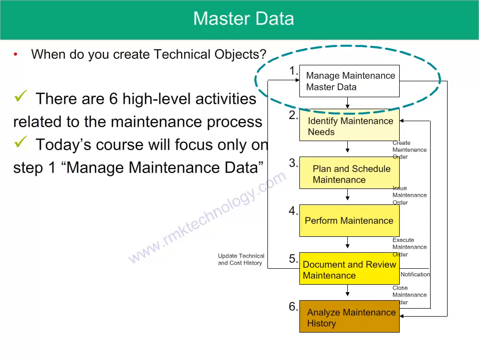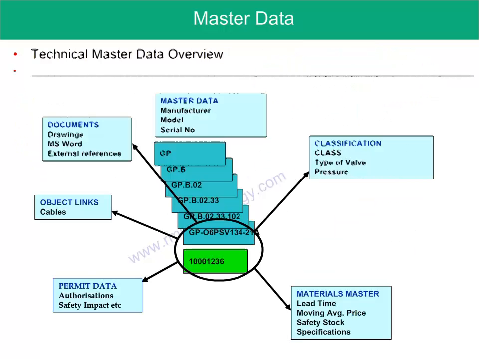This slide shows the processes where typically master data is created. In SAP plant maintenance, there are mainly 6 major processes: manage maintenance master data, identify maintenance needs, plan and schedule maintenance, perform maintenance, document and review maintenance, and analyze maintenance history. A piece of equipment is managed at client level. This means that their numbers are valid for the entire corporate group.